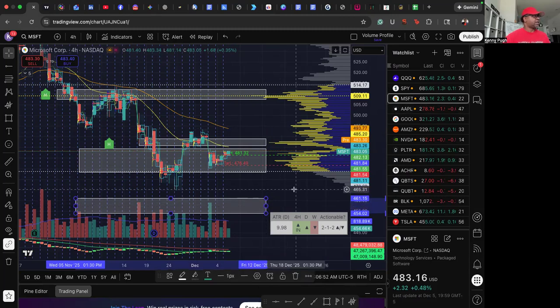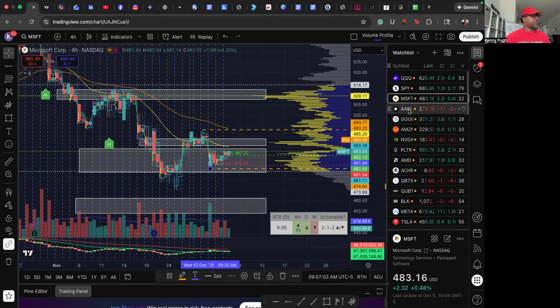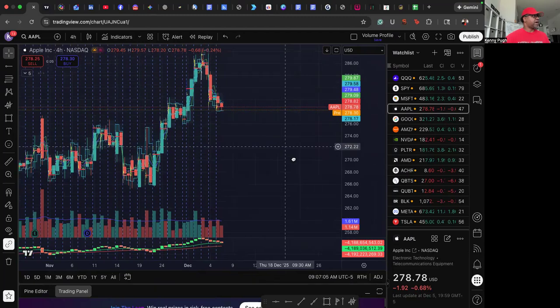So that's that from a Microsoft perspective. There's a swing high. Here's a swing low, and we'll keep an eye on those levels once the market opens. Let's go to Apple.